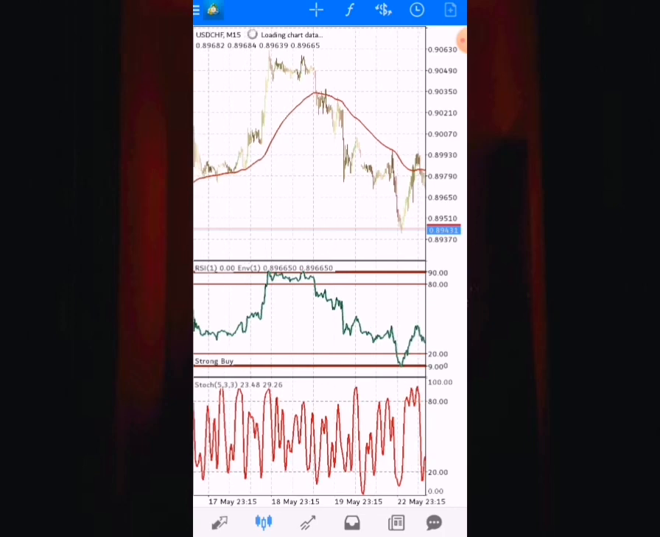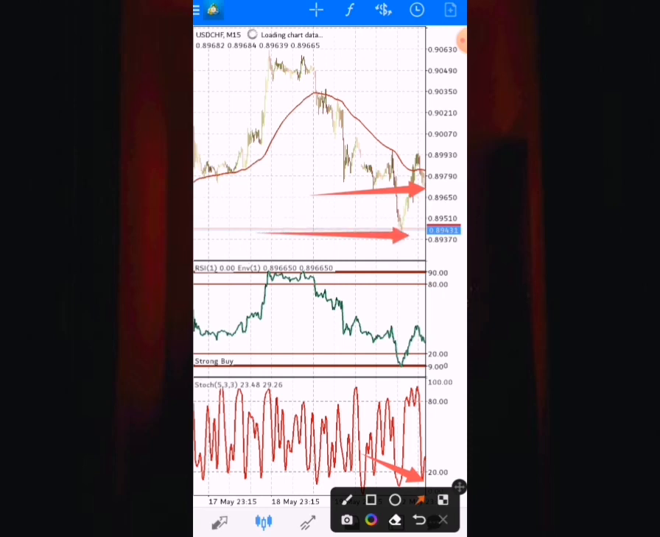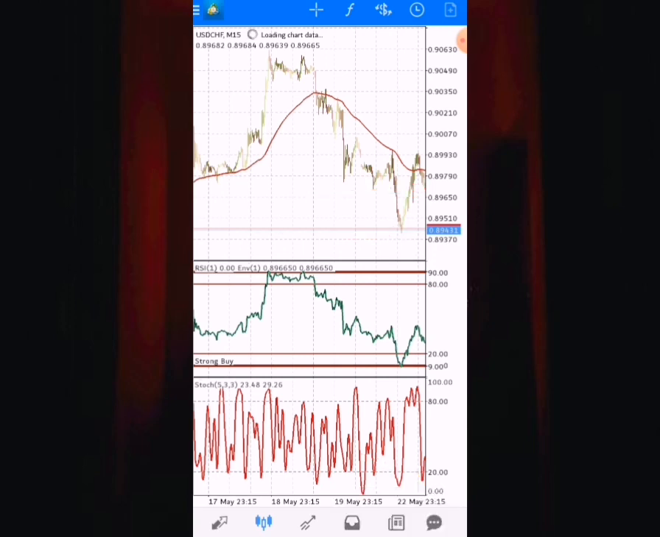Right there you have a pullback. Okay, you have a pullback down here. So you place your trade, you enter your buy trade down there. Okay, you can put your stop loss here, and after placing the buy trade, let's see how price plays out.